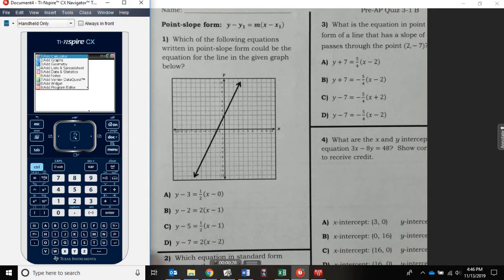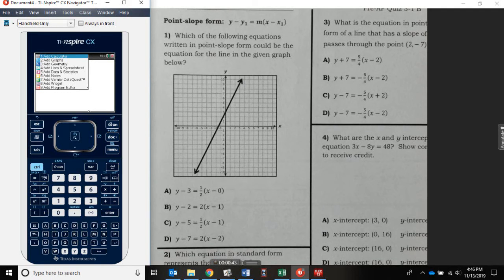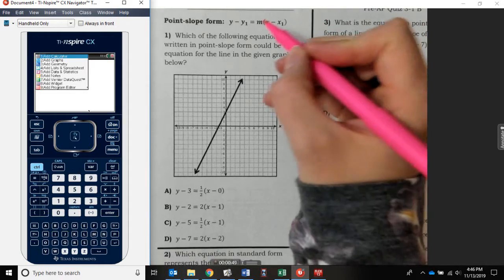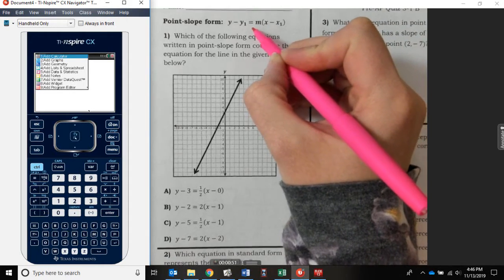So number 1. Which of the following equations written in point-slope form could be the equation for the line in the given graph below? And this particular question was using point-slope form. However, you could have just graphed all of those equations into the calculator to see which one matched. I'm going to talk about it through this, though, point-slope form.